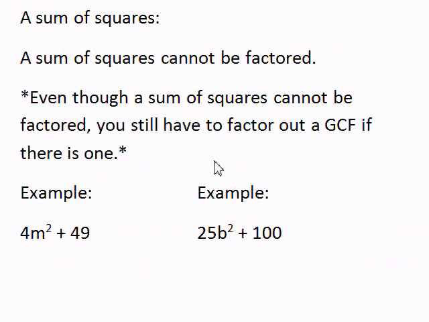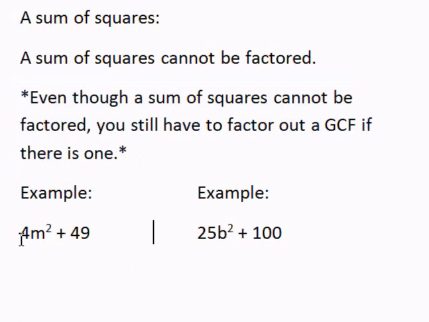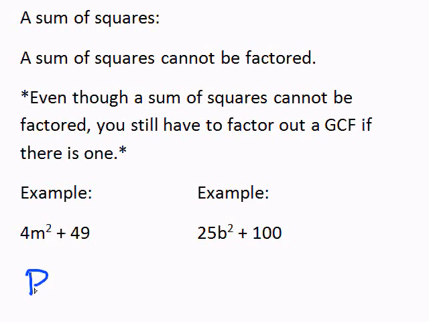Our third type of polynomial we're going to take a look at is a sum of squares. A sum of squares cannot be factored. Sum meaning adding, squares meaning two things you can take the square root of. I've written a note that says even though a sum of squares cannot be factored, you still have to factor out a GCF if there is one. GCF meaning greatest common monomial factor. So let's take a look. 4m squared plus 49. There is no common factor, so we cannot factor this polynomial at all, and we say it is prime.